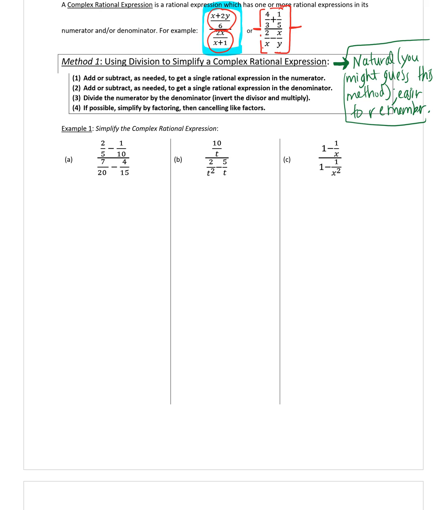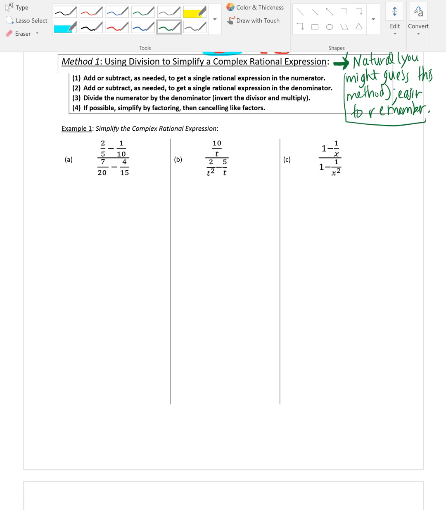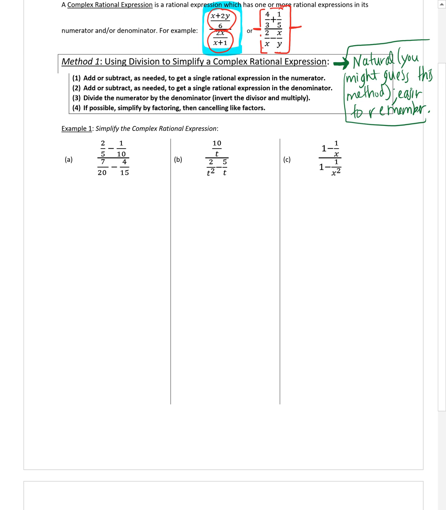You know, it's not very natural. You wouldn't think to do it probably, but it's faster. So you kind of have to decide, do you rather pick a method that's easy to remember, that takes a little longer, or a method that takes a little less time, but it's harder to remember. So it's up to you. And like I said, I would decide as you try these problems and try the problems in the homework. Try a few one way, try a few the other way, and then you probably decide which one you like better. Alright, so method 1, like it says in the title, it uses division to simplify complex rational expressions.